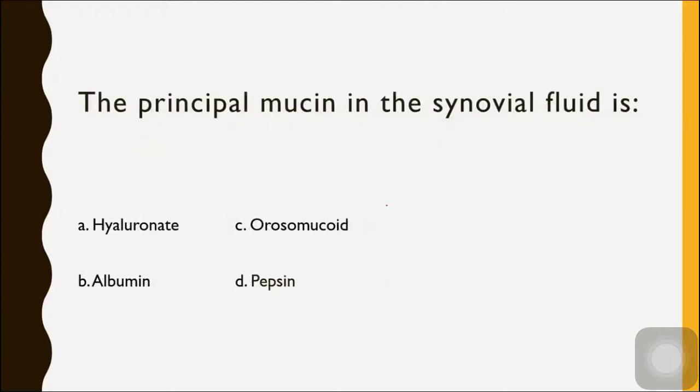Next, the principal mucin in the synovial fluid is. If you remember, mucin is a high molecular weight protein attached with a carbohydrate. The characteristic of a mucin is its ability to form gels. What component in the synovial fluid makes it appear as a gel, or viscous? The principal mucin in the synovial fluid is hyaluronic acid or hyaluronate.